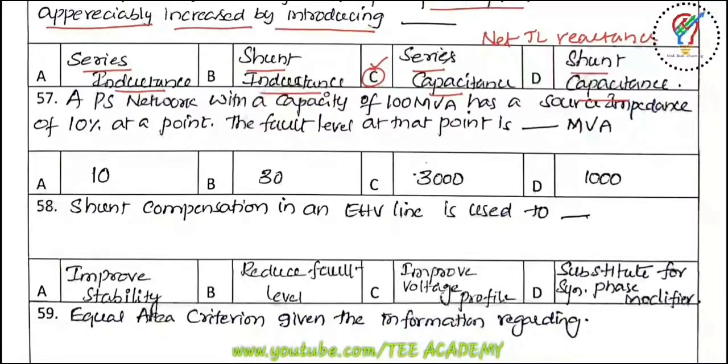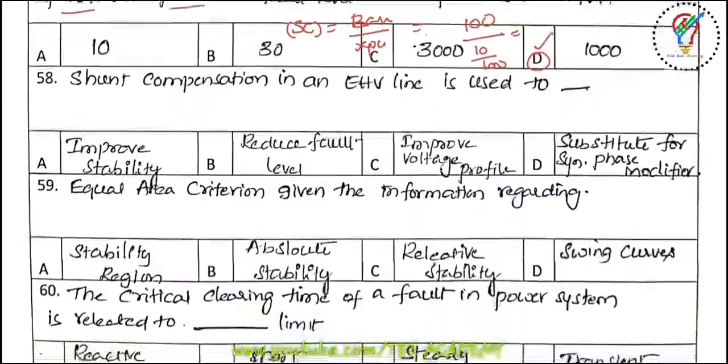Next one. A power system network with a capacity of 100 MVA has a source impedance of 10% at a point. The fault level at that point will be dash MVA. So the formula is already given here, short circuit MVA is equal to base MVA divided by X per unit. So here the base MVA is 100 divided by 10%, that means 10 divided by 100, it is going to be 1000. So 1000 is the right option. The other options are 10, 30 and 3000 here.